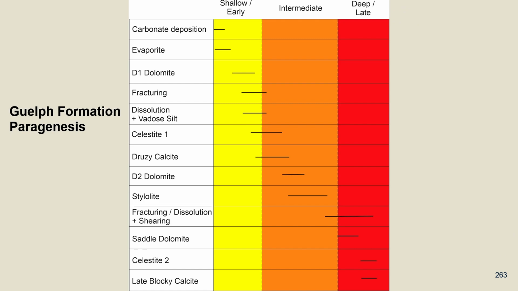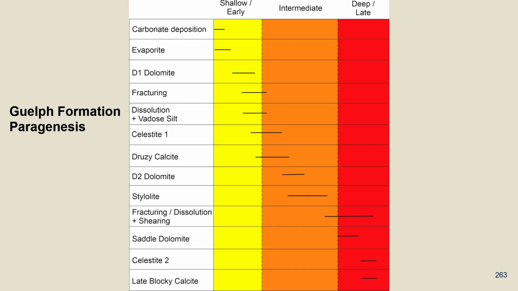Now for the Guelph, we have completed our conventional petrography of the dolostones, and we have recognized multiple minerals and various events in the succession. The main mineral phases are 3 types of dolomite, 2 types of calcite, and 1 type of celestite, all separated by various fracturing, dissolution, and compaction events.